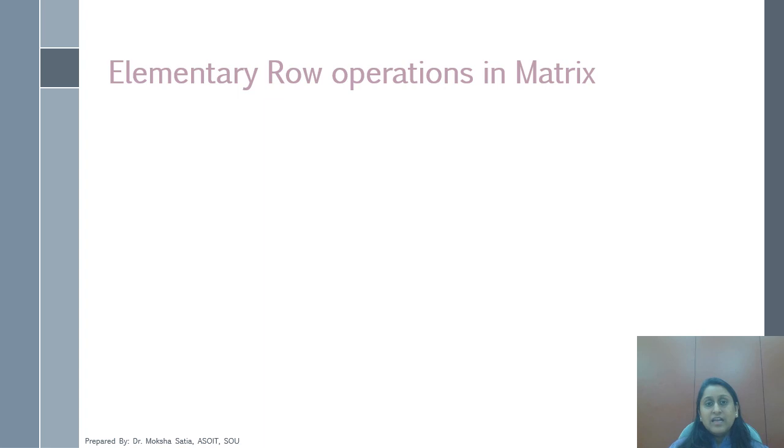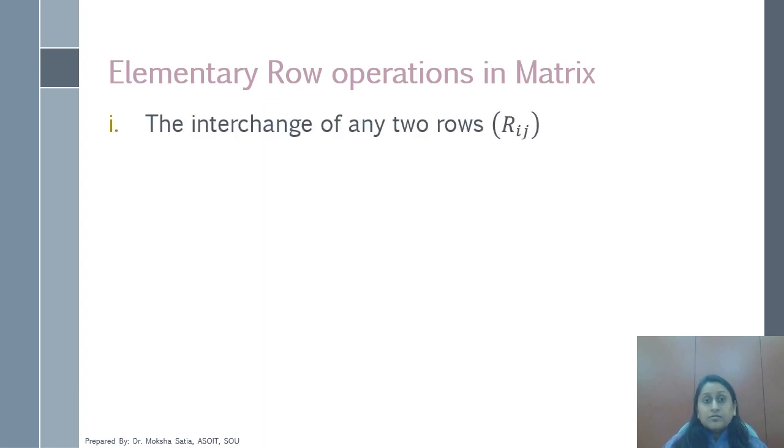Now, next is elementary row operations in a matrix. This is a very important one for this semester. In this, we have different row operations for the matrix, which will convert a matrix into a different form, which will help to solve the example. The first operation is interchanging any two rows. Meaning for this operation we can interchange the first row and the third row. In place of the first row we can write the third row, and in place of the third row we can write the first row. And the notation of this is Rij.